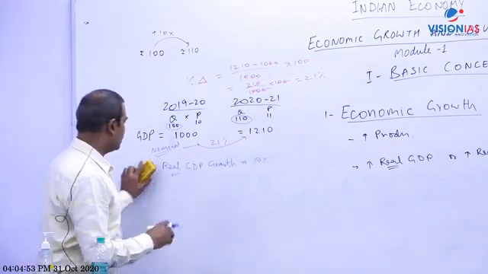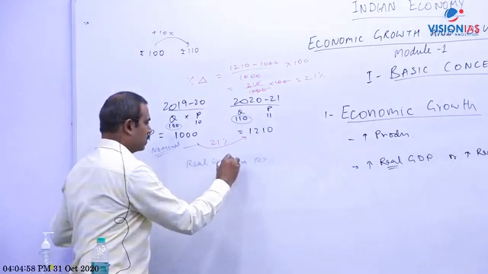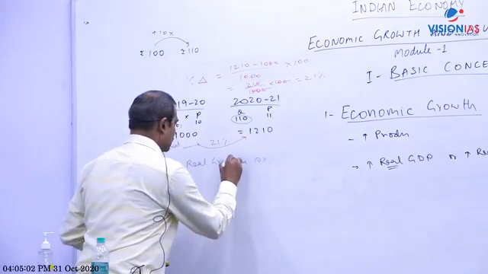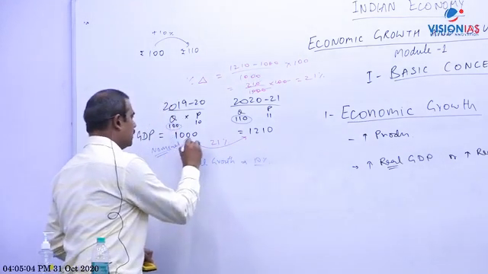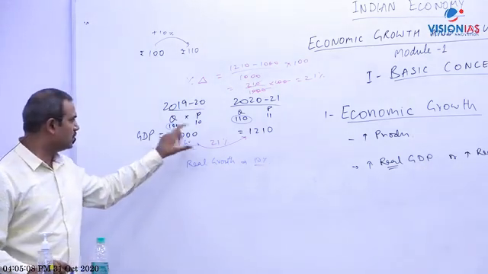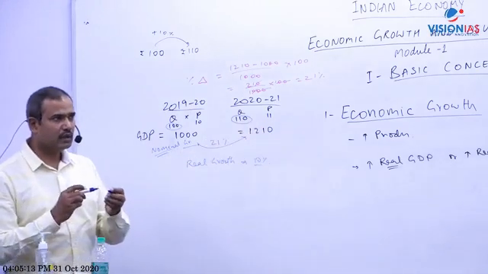So we can mention: real growth is 10 and nominal growth is 21%. Nominal means money value, because nominal includes increase in price as well as increase in production.